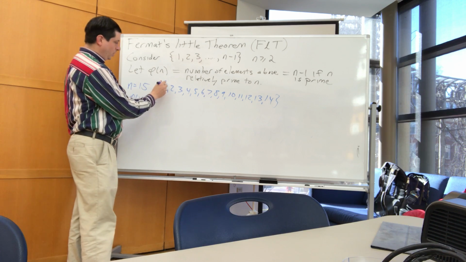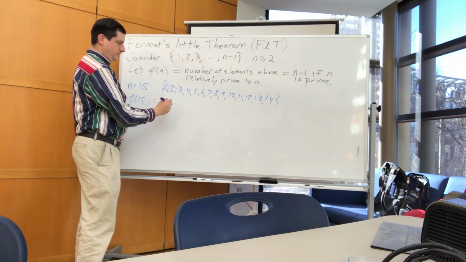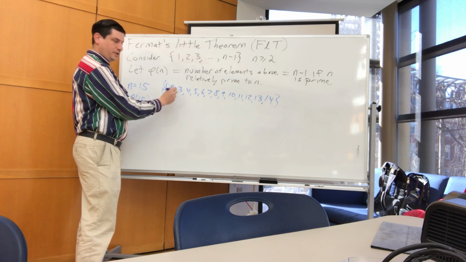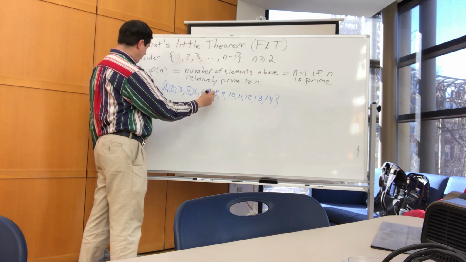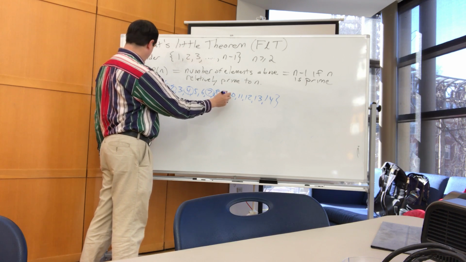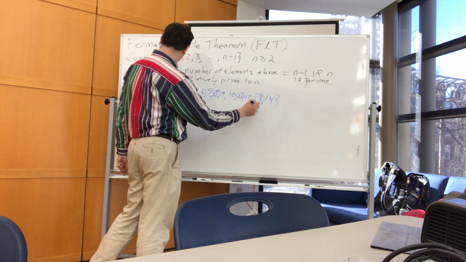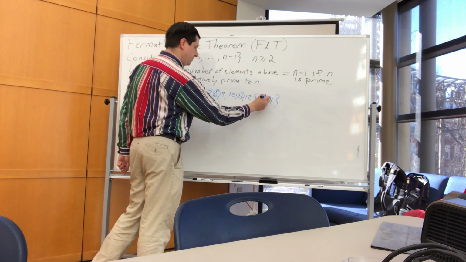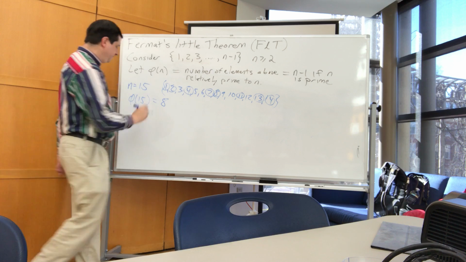So let's see. 1 works. What else works? 2. 3 doesn't work. 4 works. 5 doesn't work. 6 doesn't work. 7 works. 8 works. 9 doesn't. 10 doesn't. 11 does. 12 doesn't. 13 does. And 14 does. 1, 2, 3, 4, 5, 6, 7, 8. So you get phi of 15 is 8.